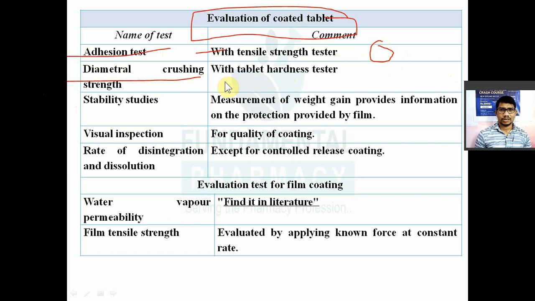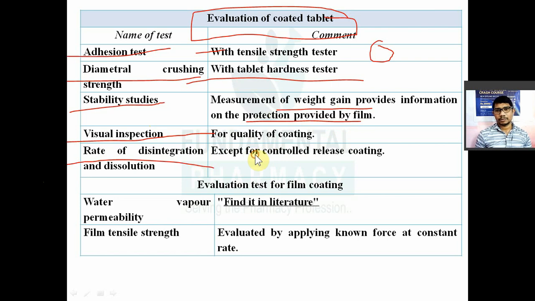ऑन अ ड्राइंग, एट अ पॉइंट ऑफ कॉन्टैक्ट, ड्राइंग के वक्त जो पॉइंट ऑफ कॉन्टैक्ट होता है, piece of film may remain adhered to the pan or to another tablet, giving a picked appearance. तो इसका रेमेडी होता है रिडक्शन इन द लिक्विड एप्लीकेशन रेट, जो स्प्रेइंग रेट होता है उसमें कम करना है, और इंक्रीजिंग द ड्राइंग रेट, और ड्राइंग रेट बढ़ा सकते हो एयर टेम्परेचर और एयर वॉल्यूम से, that will solve the problem.